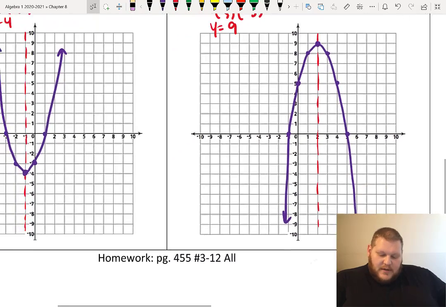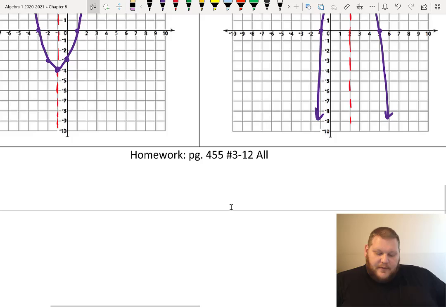Your homework for tonight is down there at the bottom, page 455, 3 through 12 all, both evens and odds.